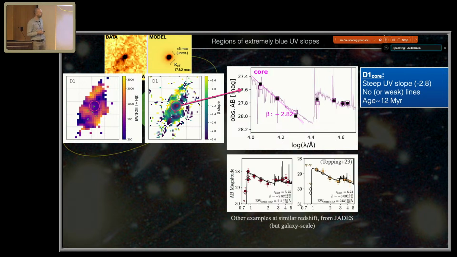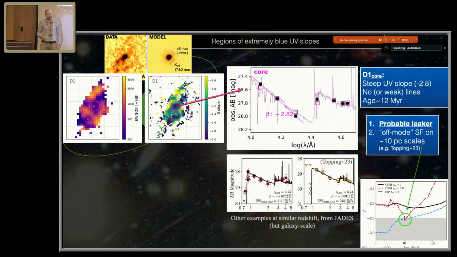And this is not the first case found. For example, in the JADES survey, some galaxies have been found with very blue slopes and no or very weak emission. These are on galaxy scale. Actually, what we see is almost on the cluster scale, so very small. Again, the possibilities are either this is a leaker, so that's why we're not seeing emission lines, or the so-called off mode of star formation. That means there was a burst of star formation that was interrupted, and now we're seeing this cluster exactly at the time where there are still enough massive stars to have a blue slope, but not massive enough to have the emission lines.